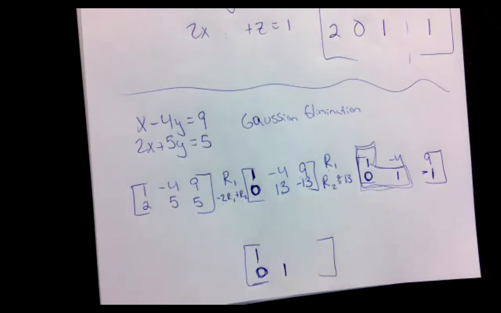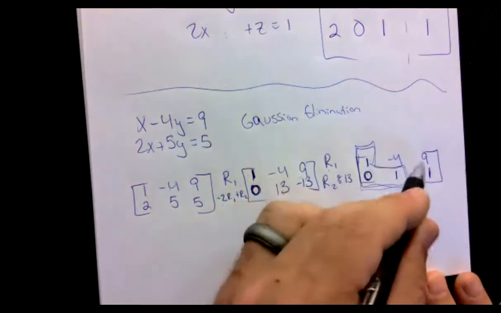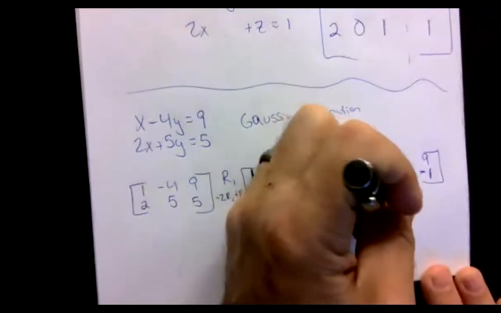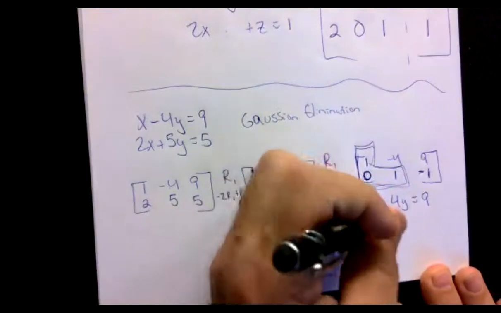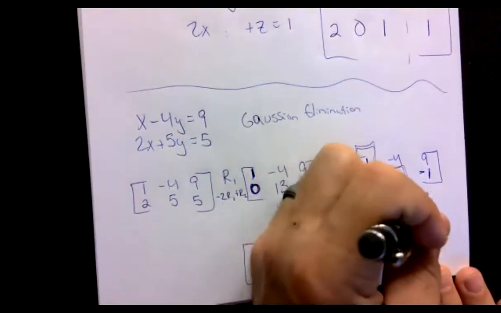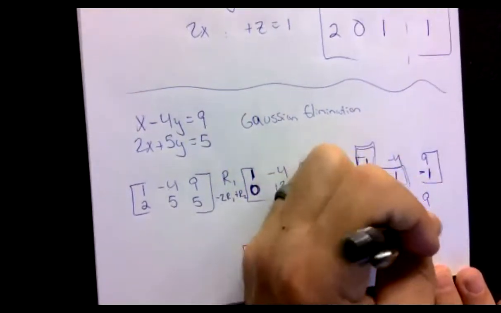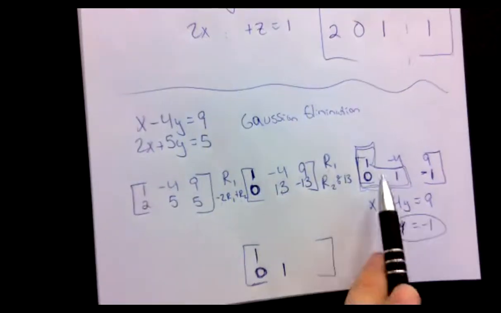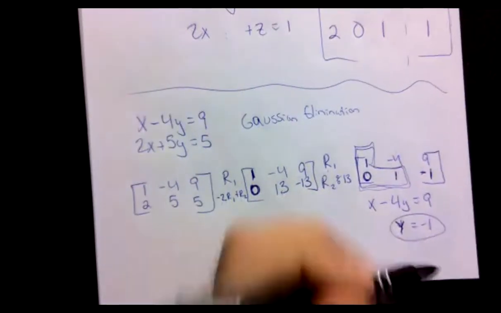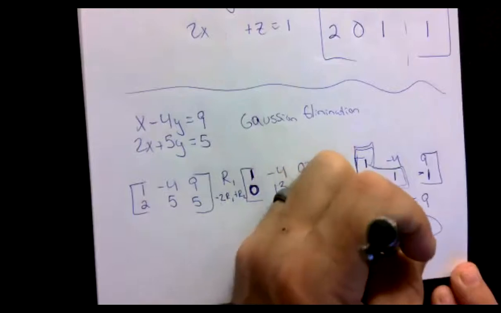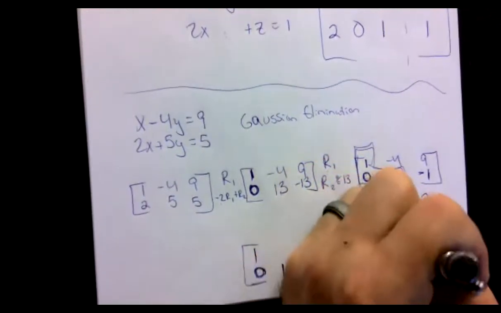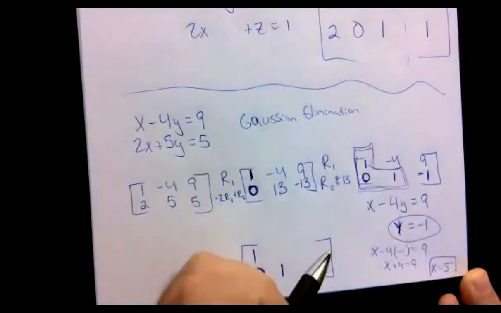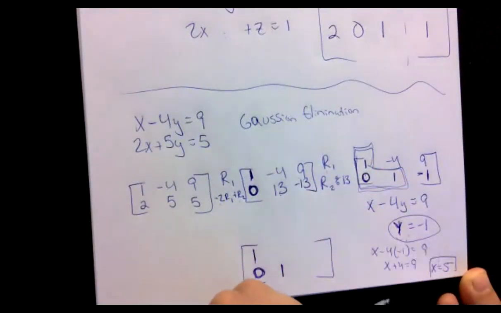Now, the reason we want that picture and how this works, if we unaugment, then what we have is x minus 4y equals 9. But then this bottom equation says y equals -1. So that basically solved for one of the variables. And then if I plug it in, x minus 4 times -1 is 9, I can get my x. X is 5. So my solution is (5, -1).